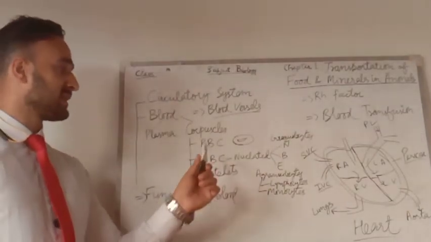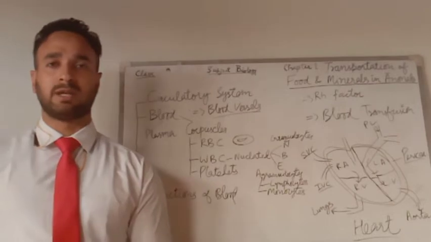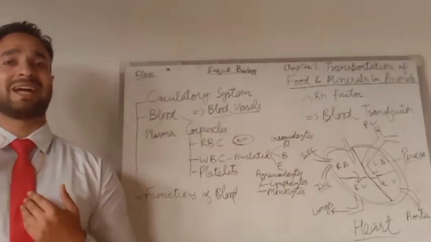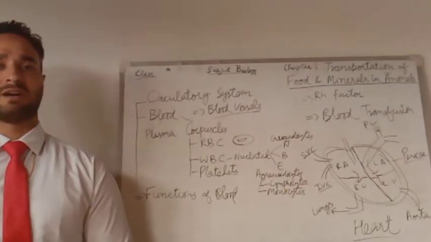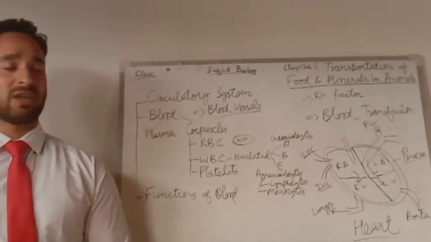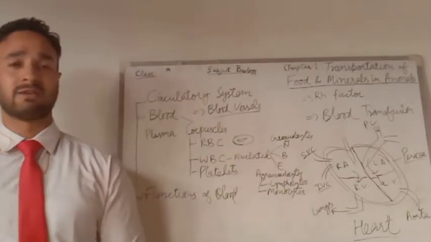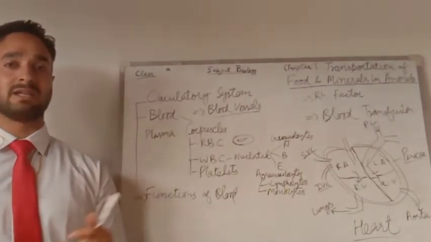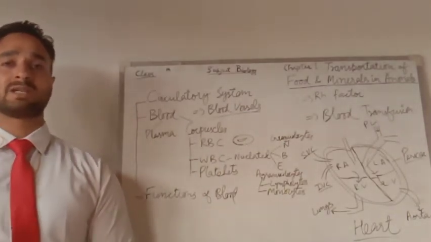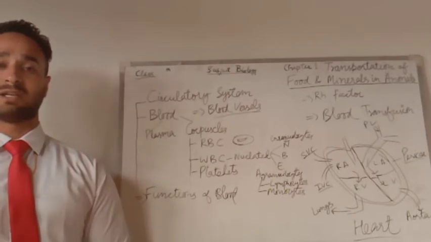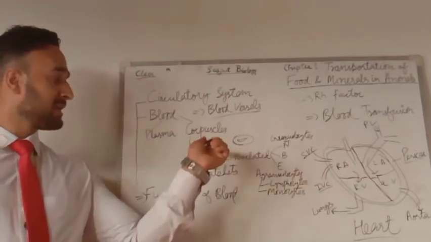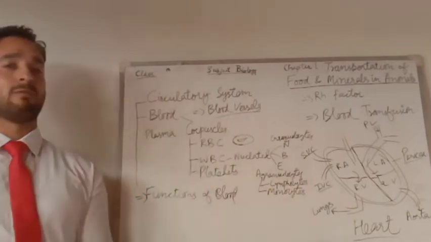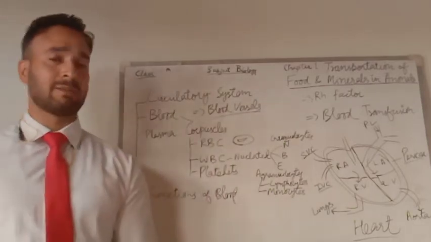All right, the next in the line is the WBCs, or the white blood cells. White blood cells are so important because they help us in fighting against infections, and they have a nucleus. So we call them nucleated cells. Remember, WBCs are the only cells present in the blood which have a nucleus. RBCs and platelets do not have a nucleus. But WBCs have a nucleus, so we call them nucleated.